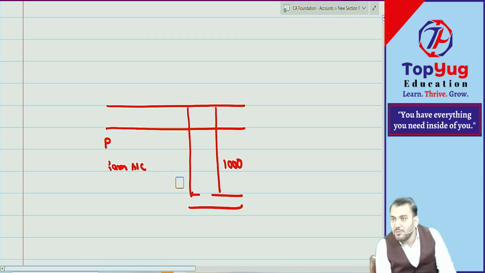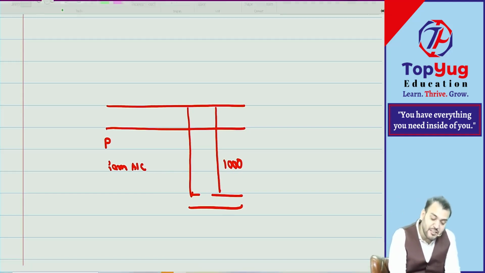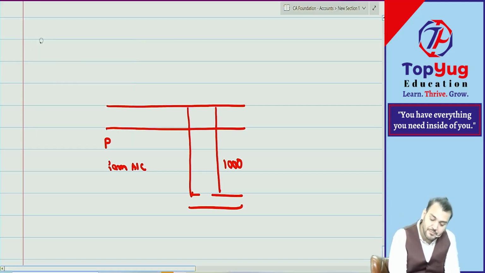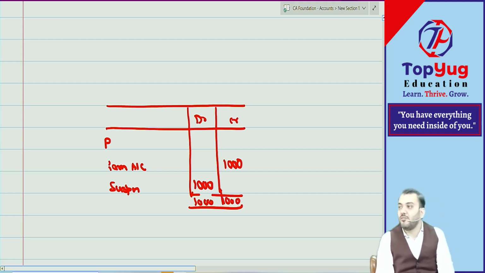A RAM account will be credited by 1000. Difference will be there. That difference will be temporarily transferred to which account? Suspense account. So suspense account will be debited or credited? Means this is debit and this is credit now. So suspense account difference is coming in which side? So if you write down debit side, this trial balance will tally. So trial balance will tally by using suspense account.